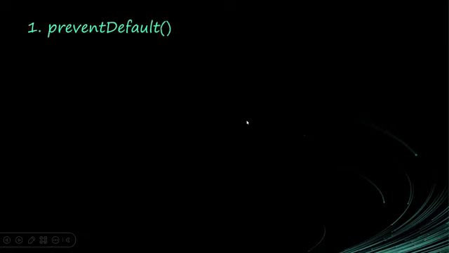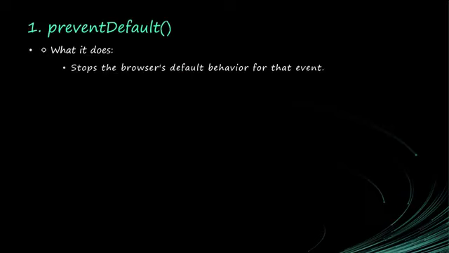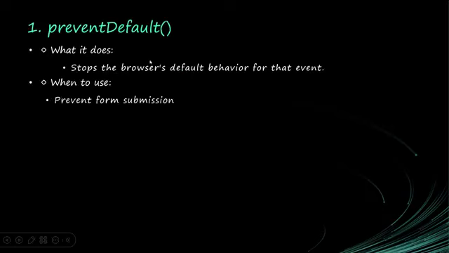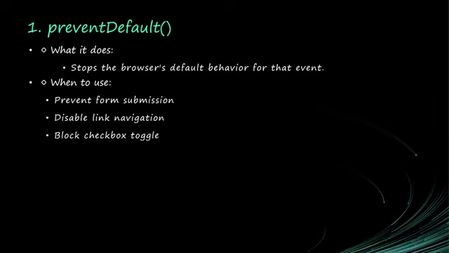So let's go to the methods of event objects. The first one is preventDefault. You have already seen it. It will prevent the browser's default behavior for that event. When do you use it? When you want to prevent form submission, when you want to disable link navigation, when you want to block a checkbox toggle.